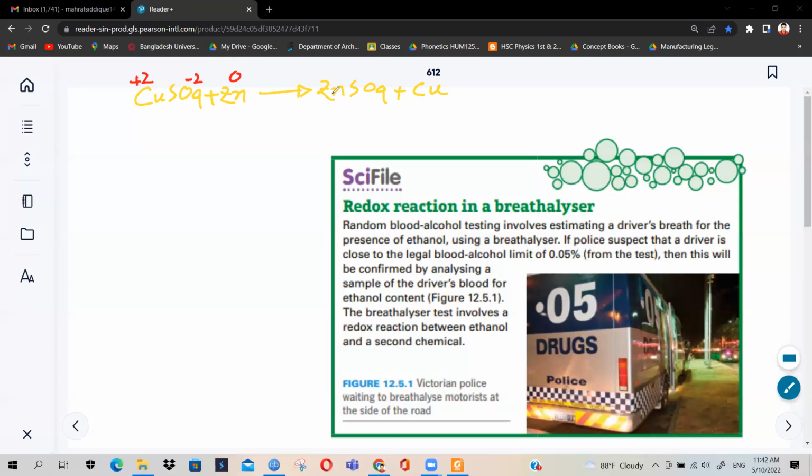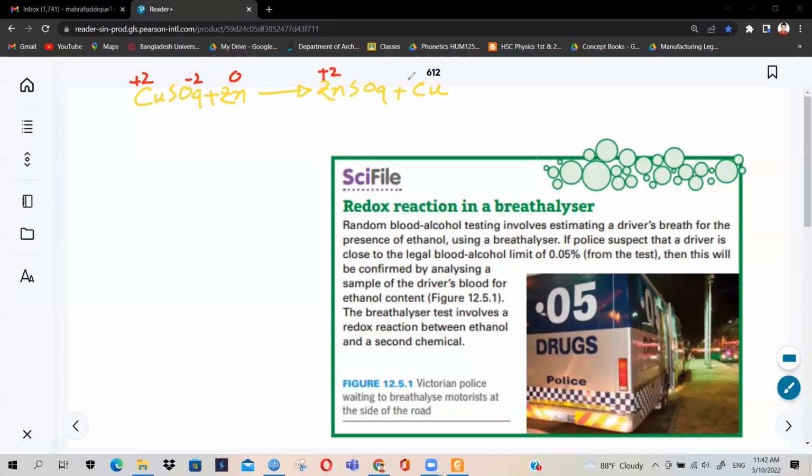Zinc 0. Where zinc 0? Yes, I've written zinc 0 then. Oh, zinc 2+. Zinc 2+. Here it's not a free element, it is connected with the sulfate ion, right? But here it was a free element, it was alone by itself. Okay, all right. The next.